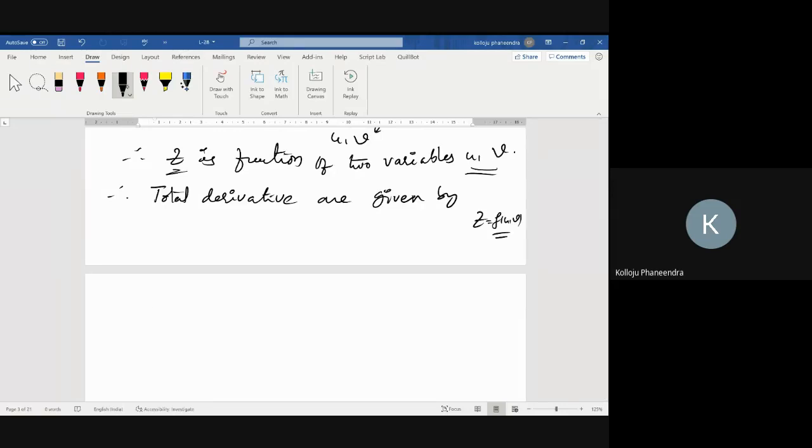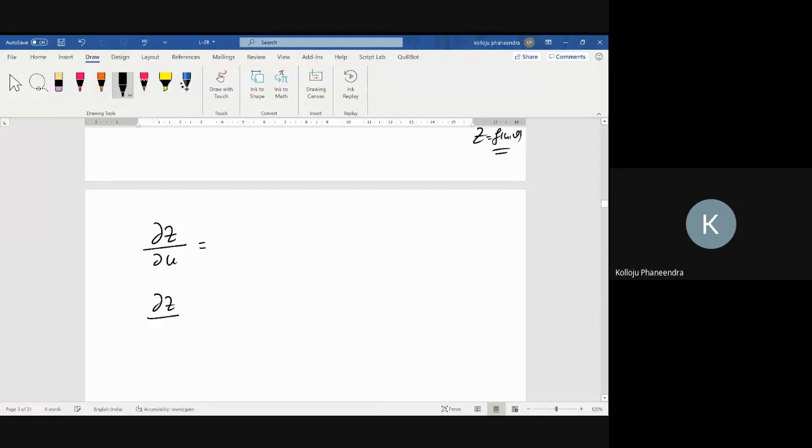Therefore, definitely partial derivative. ∂z/∂u, one. Another total derivative is what? ∂z/∂v, not d. Remember, z is a function of now two variables. Therefore, ∂z/∂u, ∂z/∂v.